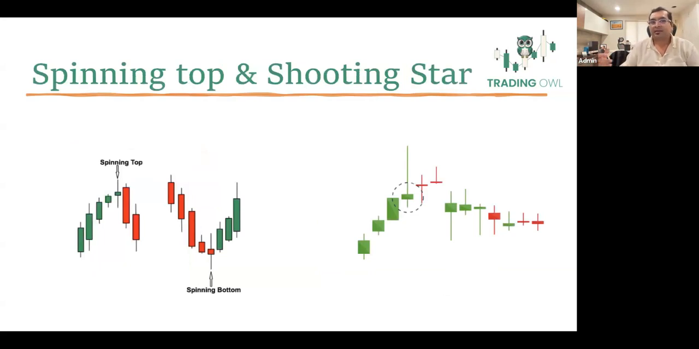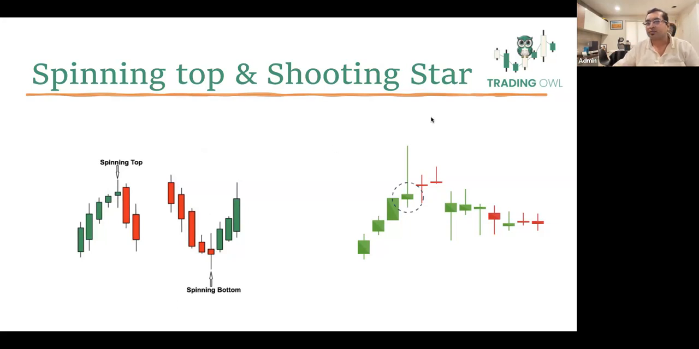Then something that we use very often are the spinning tops and the shooting stars. A spinning top is a candle like this, where the body is in the center. It is not like a doji, so it has a good body, and the wicks on top and bottom are almost equal. So that is called a spinning top. A spinning top or a spinning bottom are identical looking, and it has significance when it is at the peak of the rally or at the bottom of the rally. If these kind of candles usually happen in the middle of a trend, you can choose to ignore them because they do not have much significance.